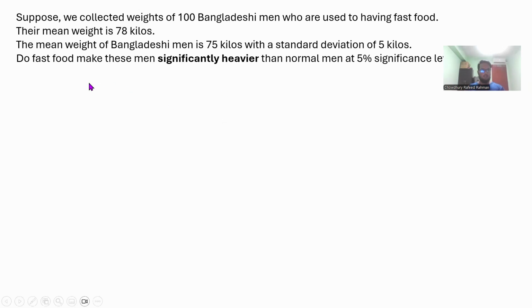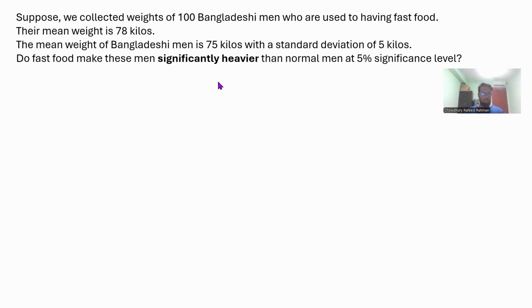Now the question is, does fast food make these men significantly heavier than normal men at a 5% significance level? I think this question makes sense. Basically, we just have to prove whether these 100 Bangladeshi men eating fast food are actually significantly heavier compared to the average Bangladeshi, right? And a 5% significance level means the p-value has to be less than 0.05 for the null hypothesis to be rejected.